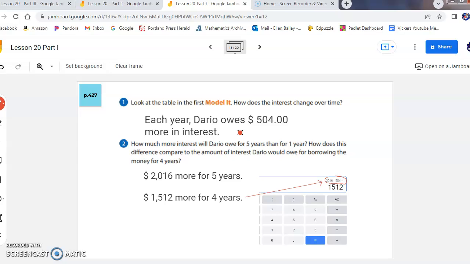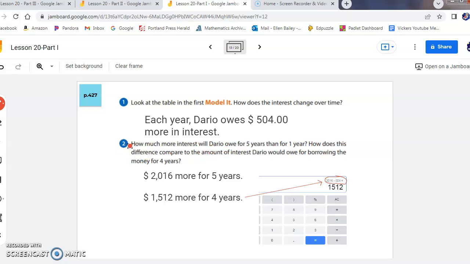It says, look at the table and the first model. How does the interest change over time? So we can see here, it's what we said before. Each year, Dario owes $504 more in interest. So of course, I'd like you to write this answer right here under number 1.